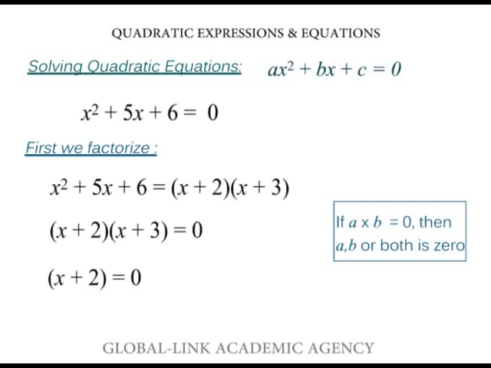If x plus 2 is 0, then x is minus 2. If x plus 3 is 0, then x is minus 3. Remember, we said quadratic equations have two answers. Therefore, minus 2 and minus 3 are the solutions for the equation. They are said to be the roots of the equation.